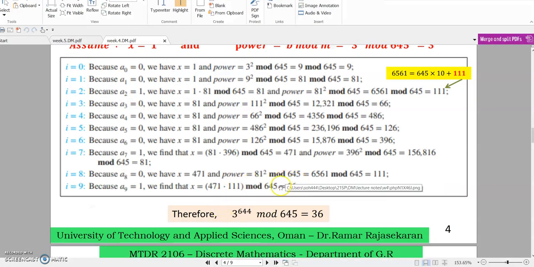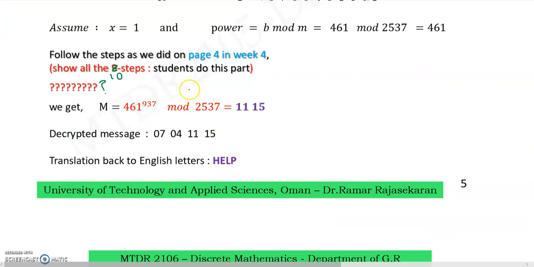Finally, you will find some x value. Actually, this is not the answer. This is the example which we discussed last week. So now you will find some x in the last step. That is your final answer. That is, m is equal to 461 power 937 modulo 2537, this answer will come. But you have to combine both the answers.